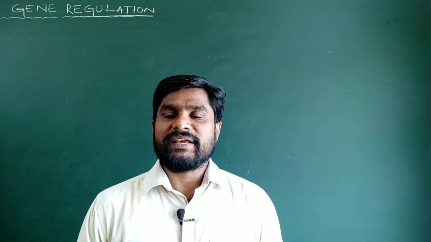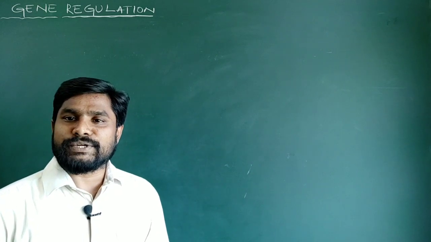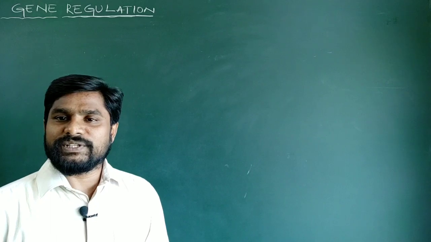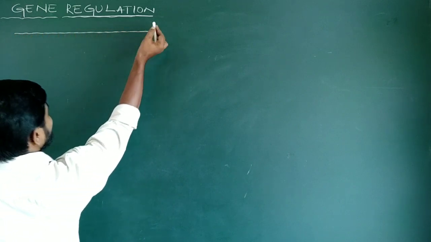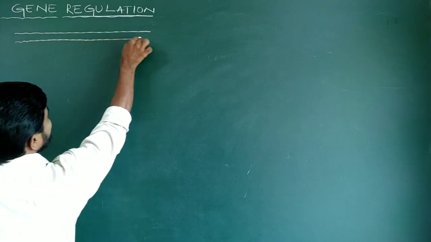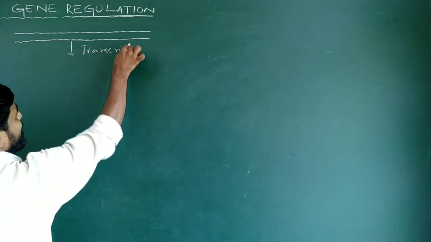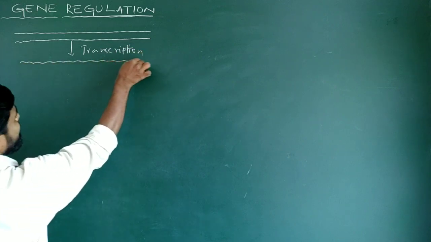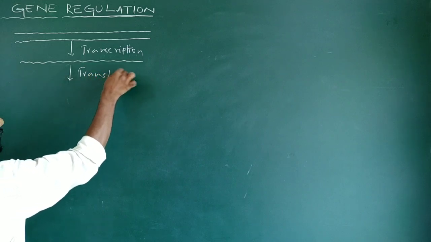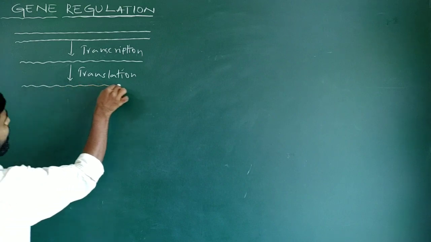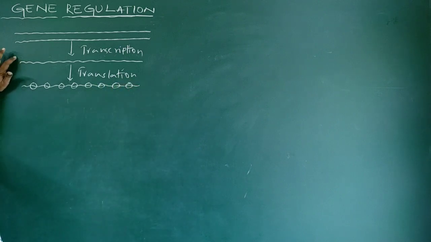Let's get into today's topic, the mechanism of gene regulation. Generally, a gene, by undergoing transcription and translation, is involved in the expression of a character in the organism. We know this from the central dogma of molecular biology, where a segment of DNA or gene involved in the expression of a character first undergoes transcription. By undergoing transcription, it synthesizes an mRNA molecule. This mRNA molecule then undergoes translation in order to produce a linear polypeptide chain of a specific sequence of amino acids according to the sequence of triplet codons present on the mRNA molecule.